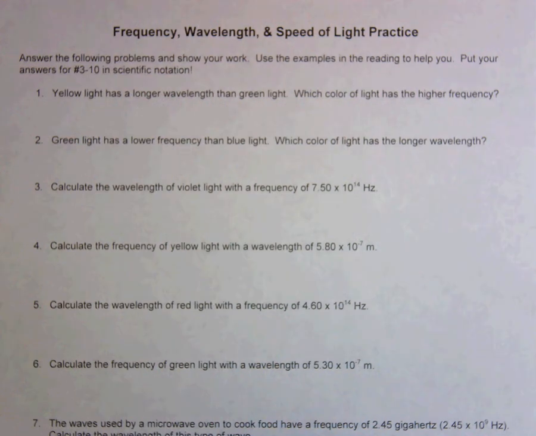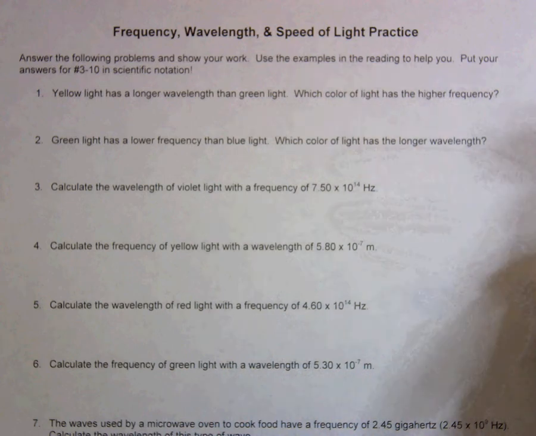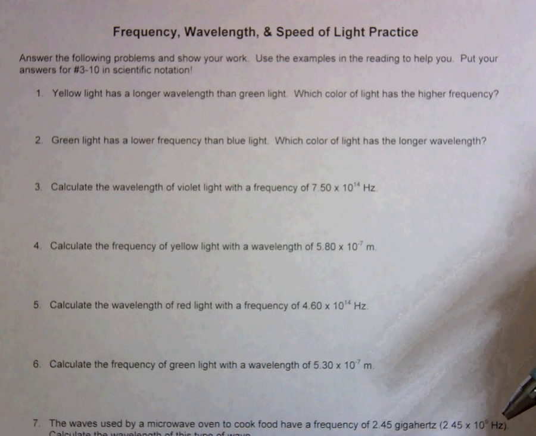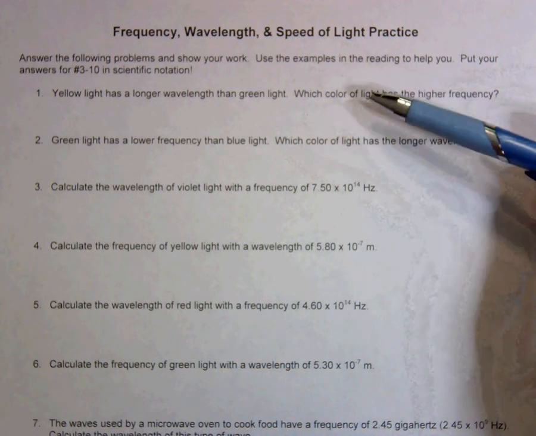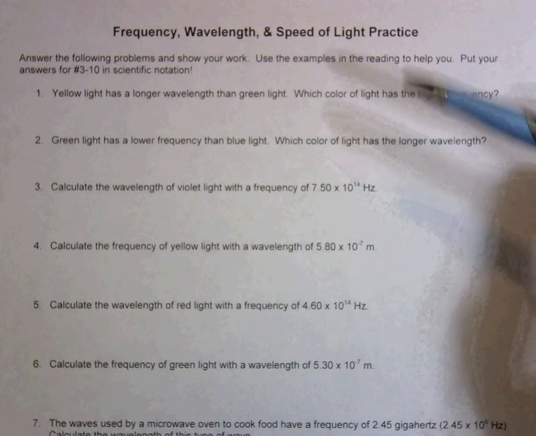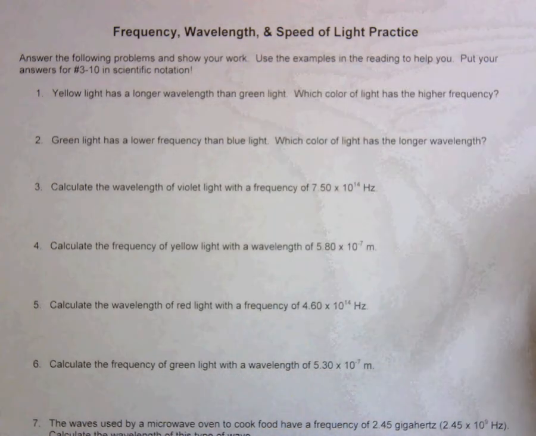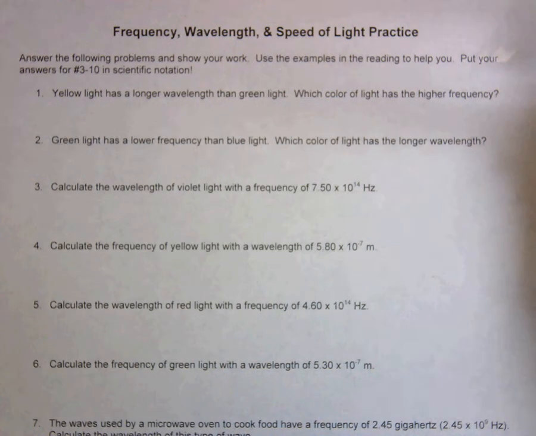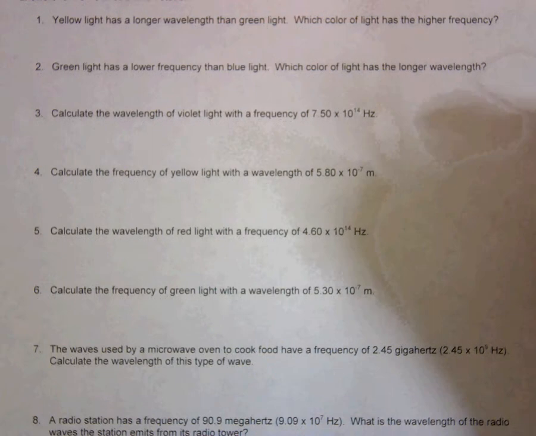Frequency, wavelength, and speed of light practice. In this worksheet, most of these problems you're going to be doing some math in order to figure out either the wavelength or the frequency of a particular wave. These first two questions just ask about colors of light. So it's going to give you two different colors and you talk about the different frequencies or wavelengths. The rest of these problems, it's going to ask you to calculate either wavelength or frequency.